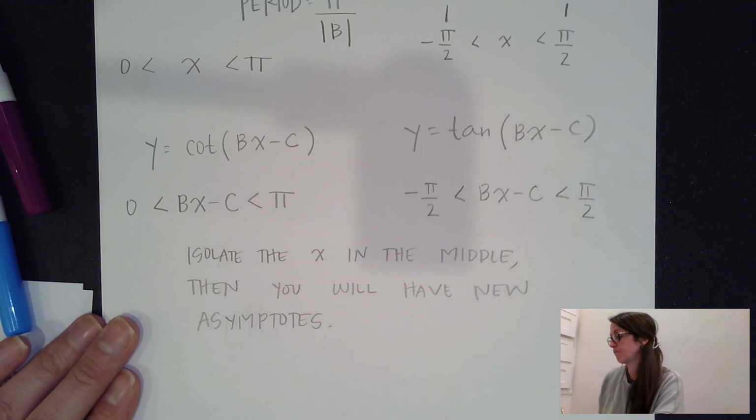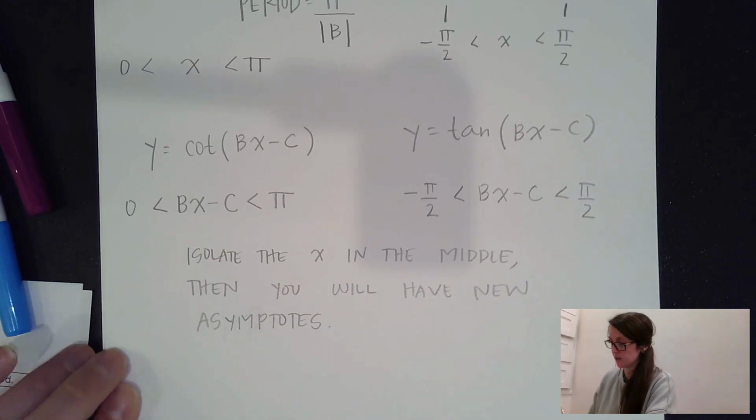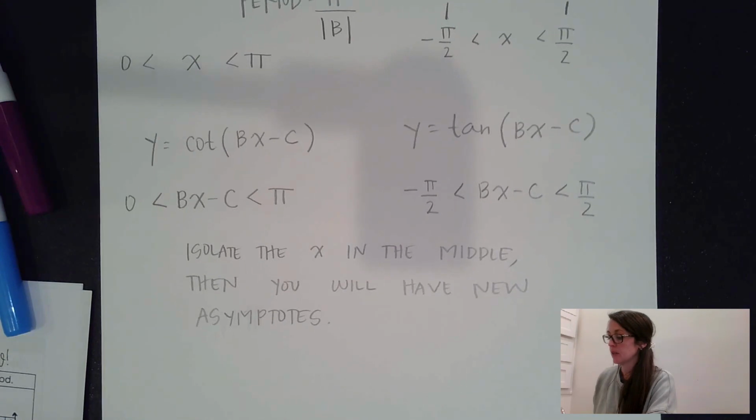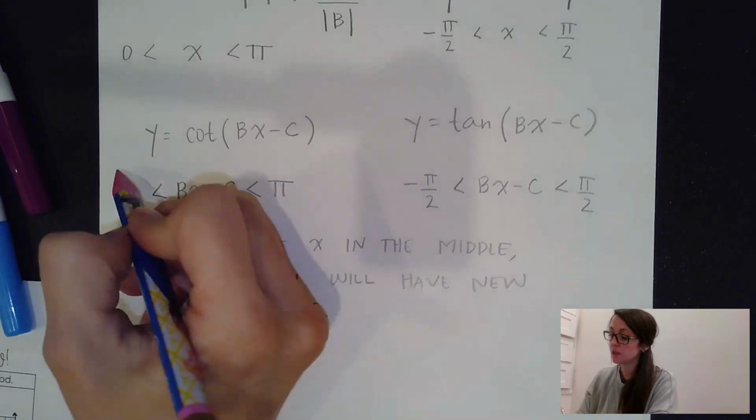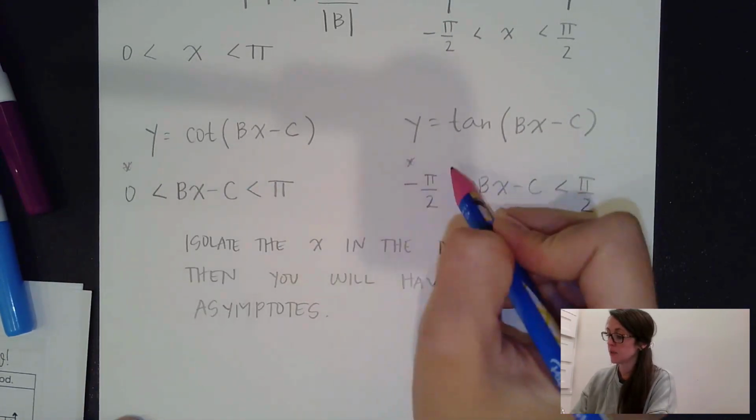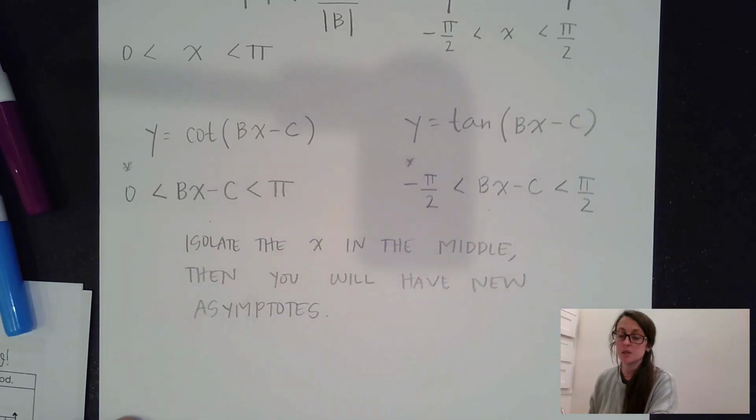Good deal. Alright, so let's do a cotangent here. So this is something really good to know. So this is tangent and this is cotangent here.